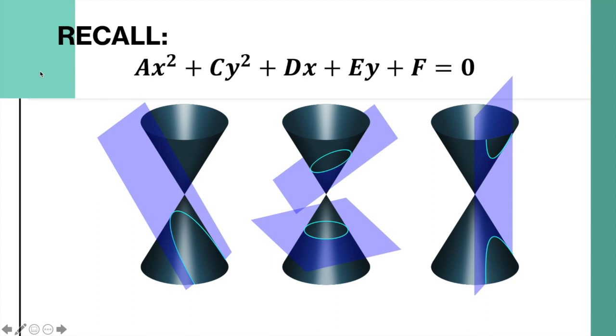Let us recall the general equation of a conic, which is given by ax squared plus cy squared plus dx plus ey plus f equals 0, where a, c, d, e, and f are all real numbers. We can also represent a conic using two cones and a plane that may intersect at least one of those cones. And we have a parabola, ellipse, circle, and a hyperbola.